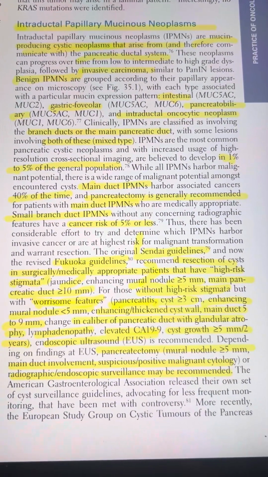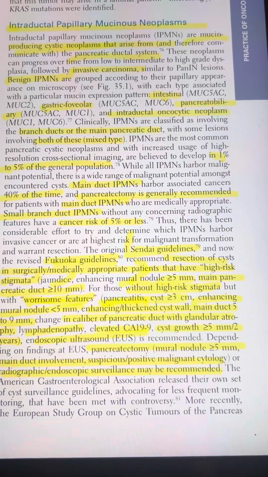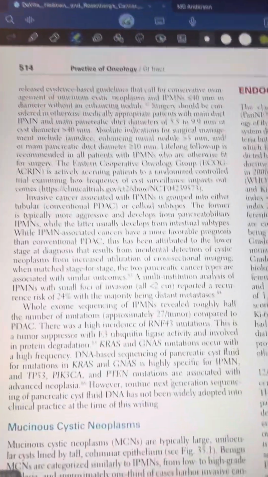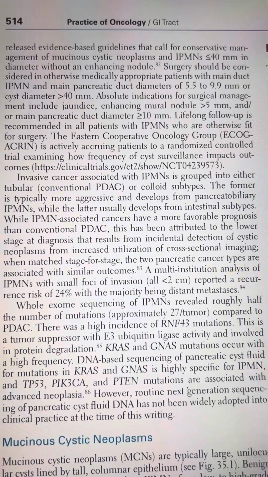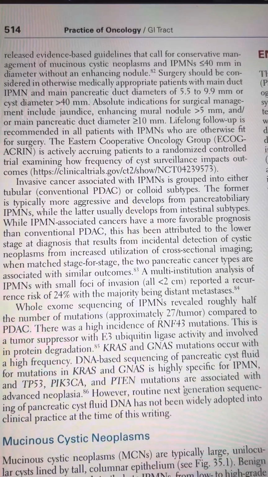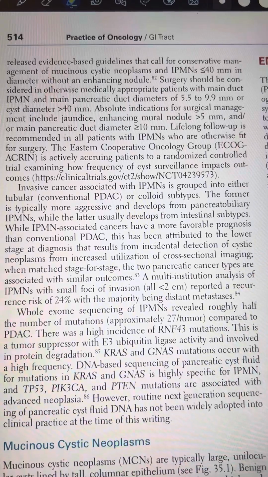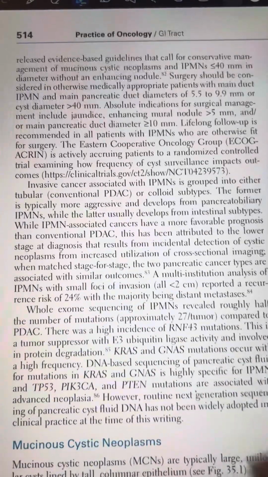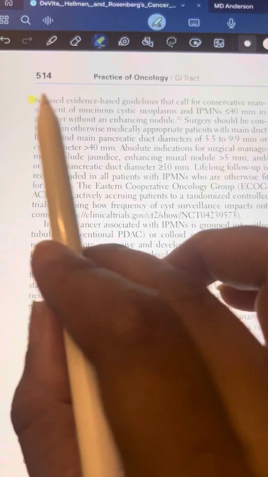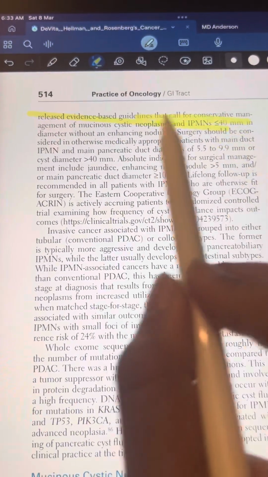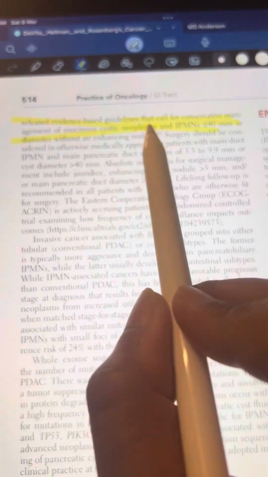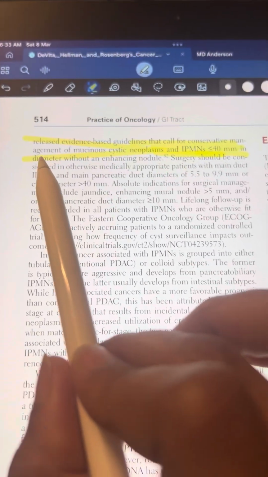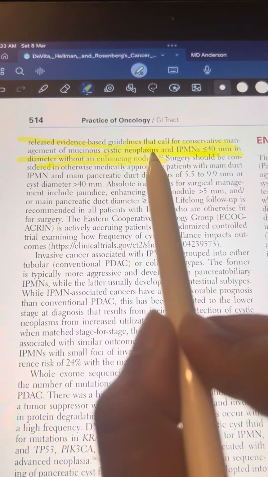More recently, the European study group on cystic tumors of the pancreas released evidence-based guidelines that call for conservative management of mucinous cystic neoplasm and IPMN of less than 4 centimeter. So the European guidelines recommend conservative management for mucinous cysts and IPMNs which are less than 40 mm in diameter without enhancing mural nodules.